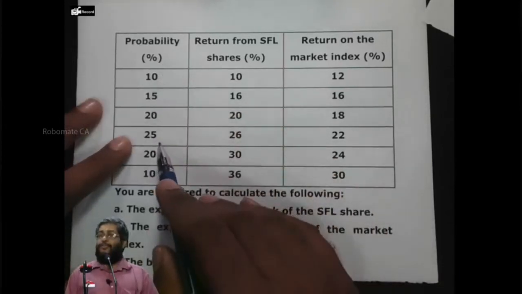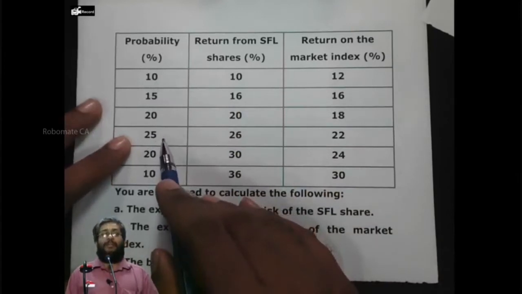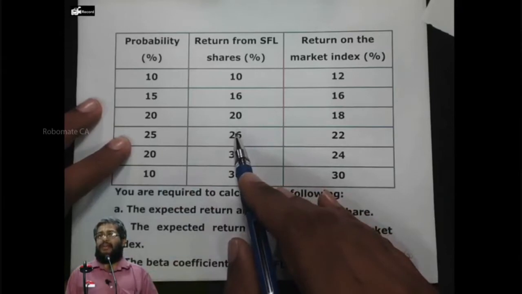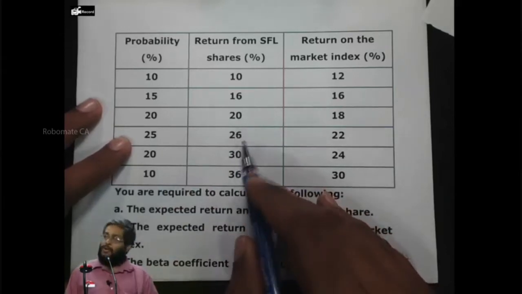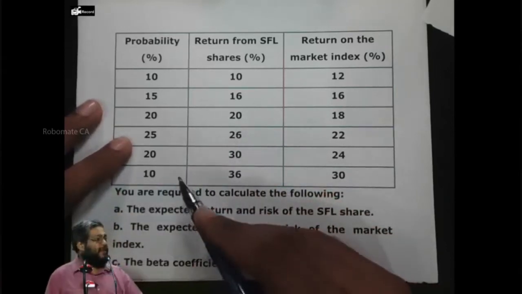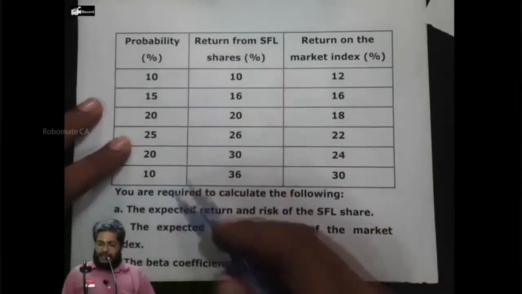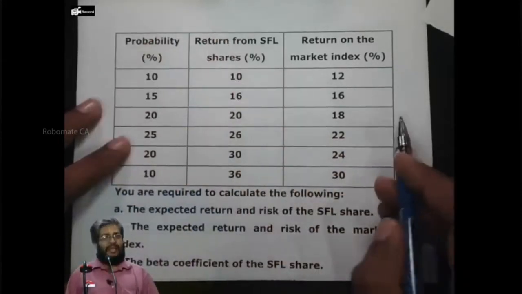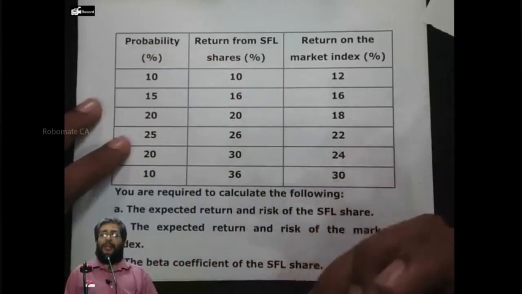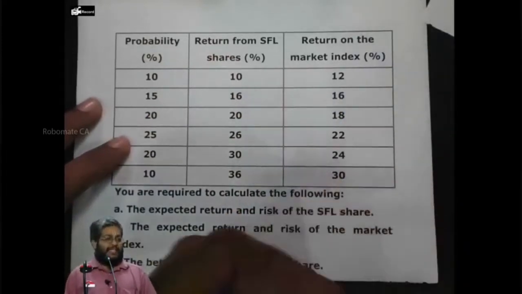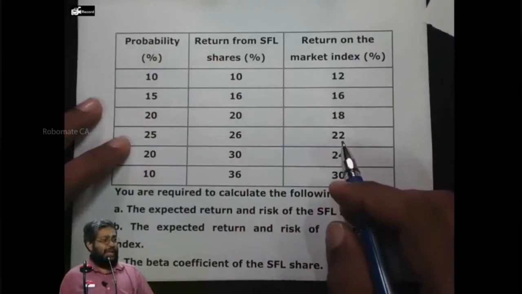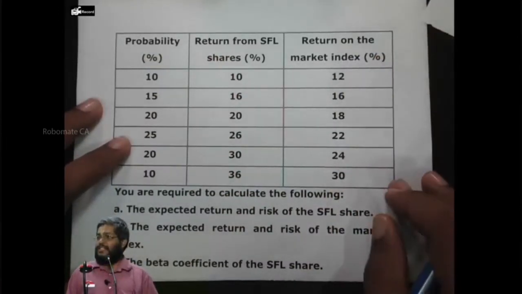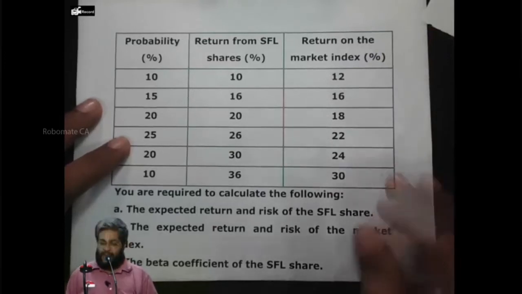If scenario 4 happens, for which the probability is 25%, he is saying the company can report earnings of 26% on my investment. Is that clear or not? For all these scenarios, just as he estimated what the company may give, he also estimated how the market portfolio will behave. He estimated the index return for the same scenarios, so for all the 6 scenarios the index return has also been given. Everybody following up? Now, next.